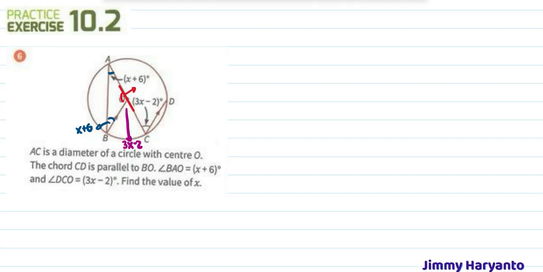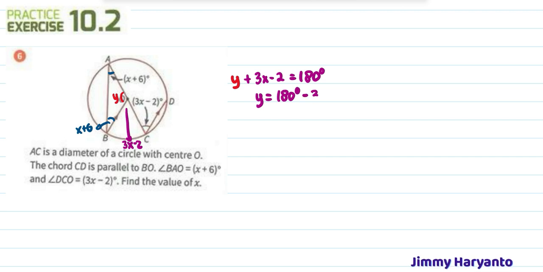The sum of the angle of a line is 180 degree. So let's say this one is y plus 3x minus 2 equals to 180 degree. That means y equals to 180 degree minus 3x plus 2. You will move this to the other side. So y equals to 182 minus 3x. Okay, so we already have the y, which is 182 minus 3x.